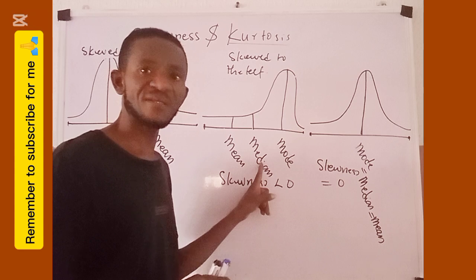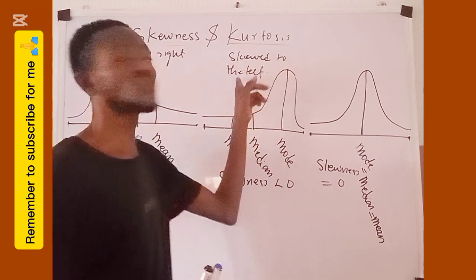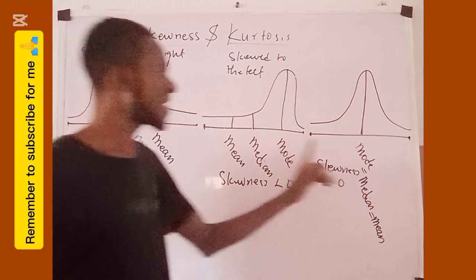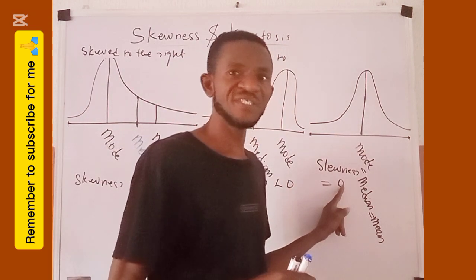Mean less than median, median less than what? Mode. Distribution skewed to the what? To the left. When the measure of skewness is 0, what do we see from a distribution?